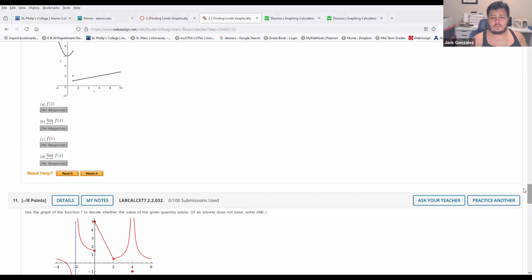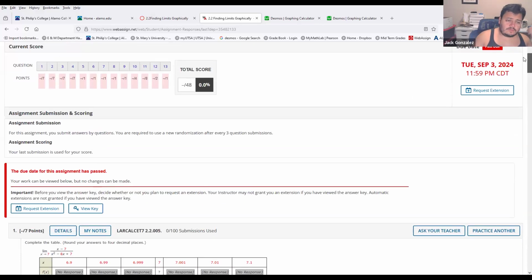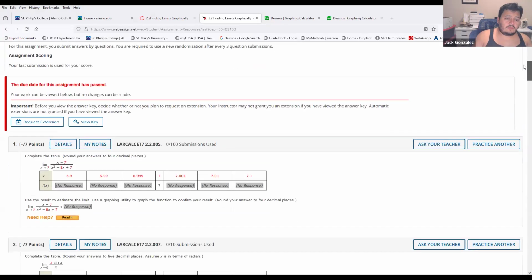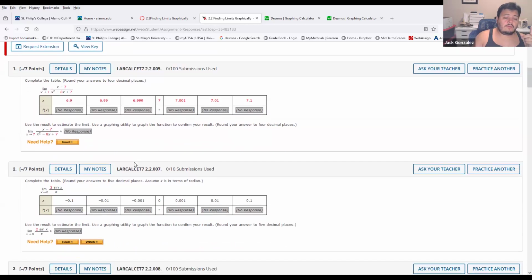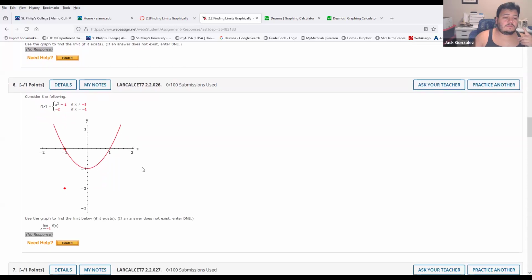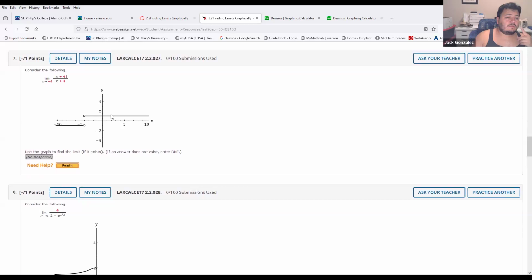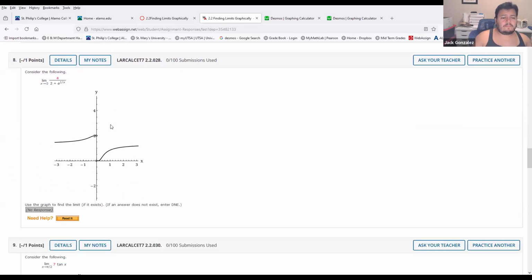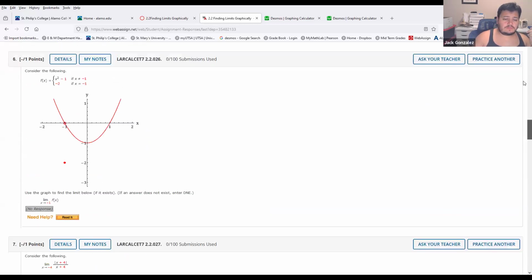Anyway, so big picture, right? 2.2, do you understand what a limit is? Can you figure it out by plugging in numbers closer and closer to the x they're approaching? Can you do it visually? Can you do it with piecewise functions? Can you do it with this type of function? I think it's a step type, etc. Do you have any questions on 2.2?